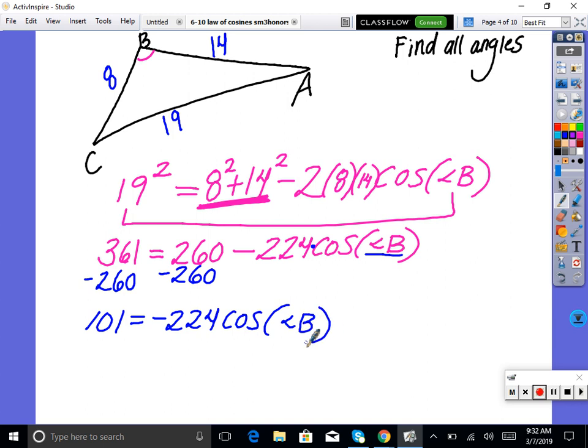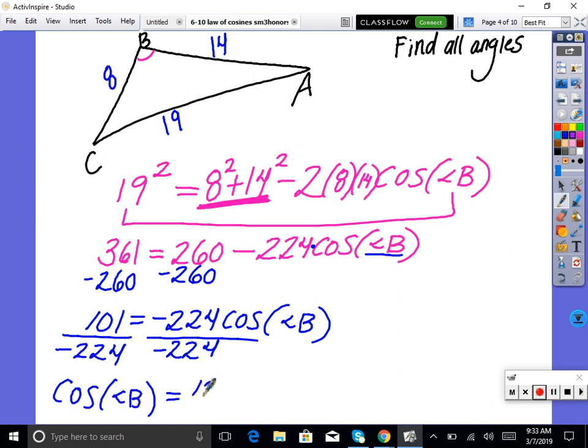So then from here, I divide by negative 224. And then from there, we have cosine of angle B is equal to 101 over negative 224. To get angle B alone, what would I do? Good, inverse cosine both sides. So our final answer is angle B is equal to cosine inverse of 101 divided by negative 224.